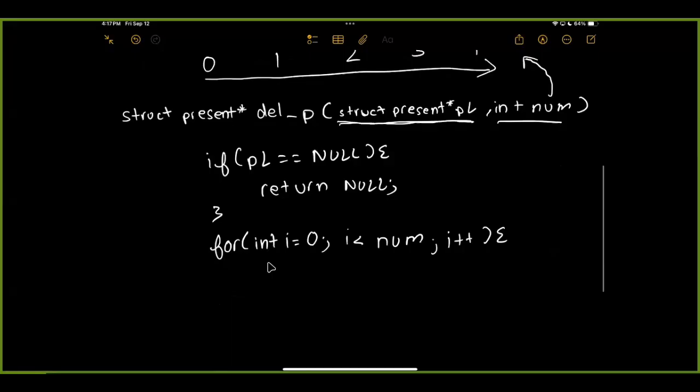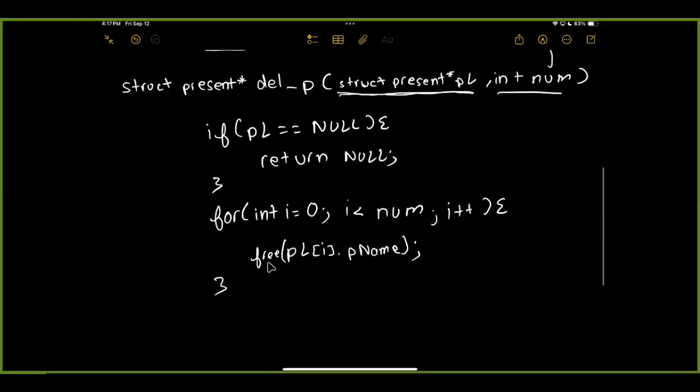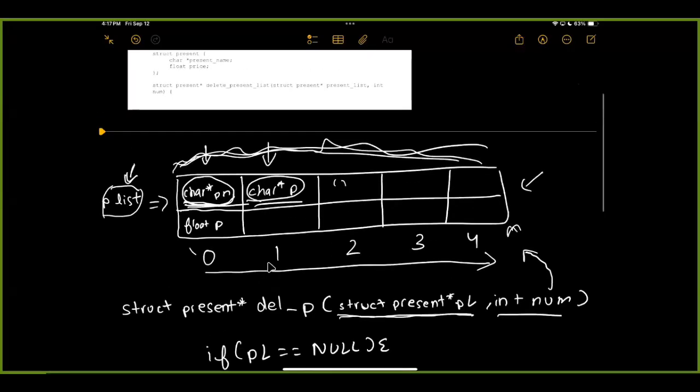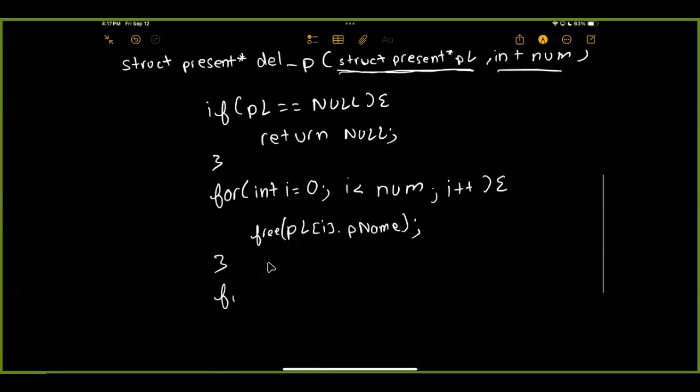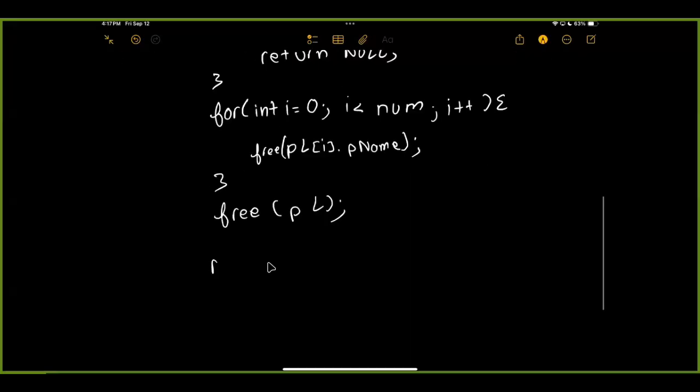Now I will go to each and every index. So I'll say PL at the ith index dot present name. I'm just going to call it p name, and I'm just going to free it. Does that make sense? So I'm going to each and every index, freeing the character array. Once I've exited this for loop, I'm going to free the pointer that was essentially pointing to this whole array. So I'm just going to call free PL. And once I'm done, I'm just going to return null to the function.